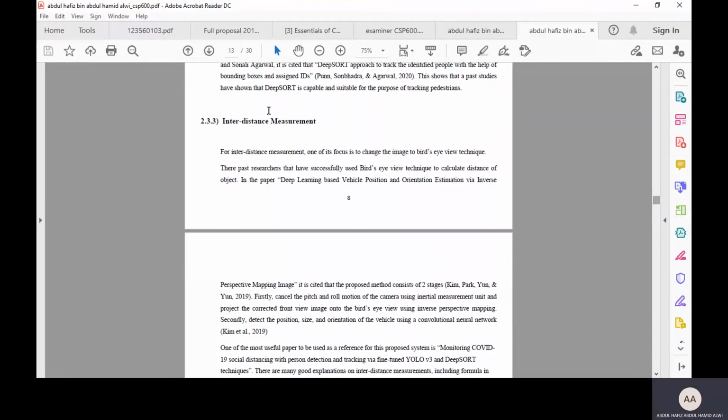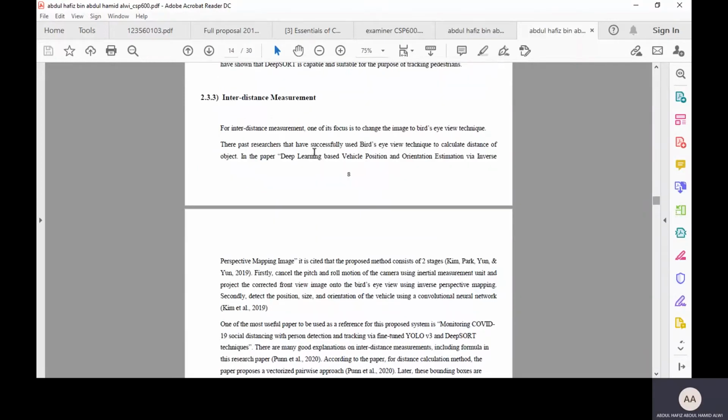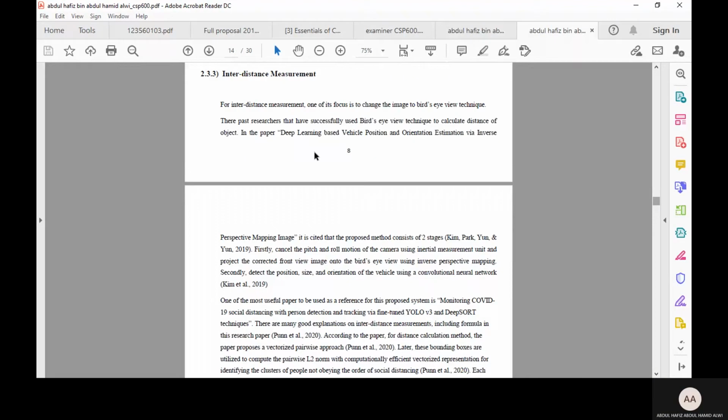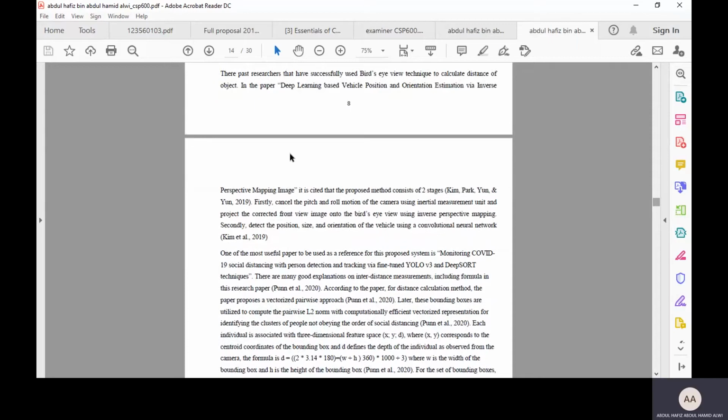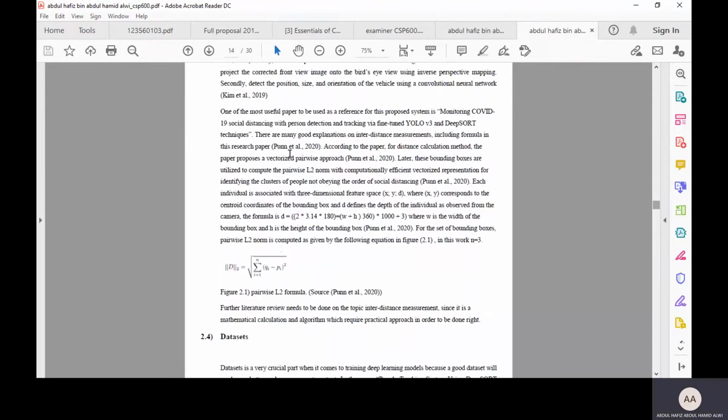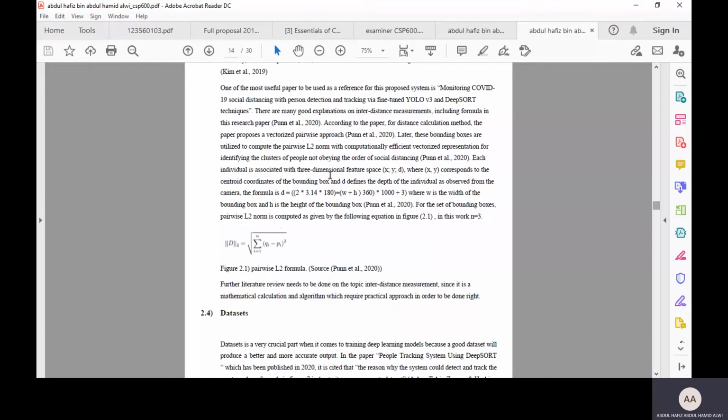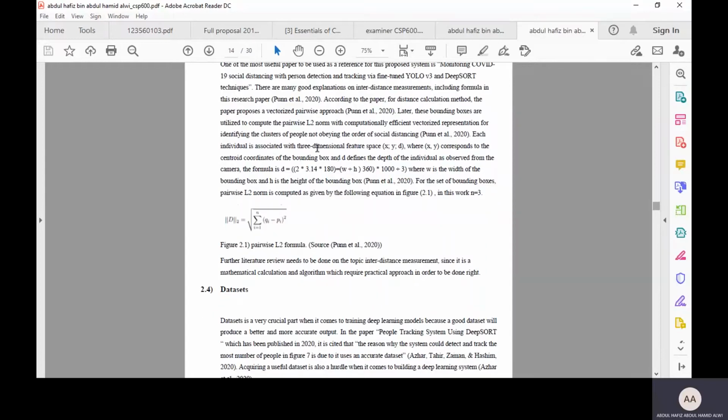So 2.3.3 is interdistance measurement. For this one, we have to do a lot more reading because it is a very complicated topic, as there is a lot of mathematical calculation to do the interdistance measurement for the best accuracy, and this is something that we need to practically do first. But I have done the research on this also based on my reading, and this is some of the information that I can get from past research.